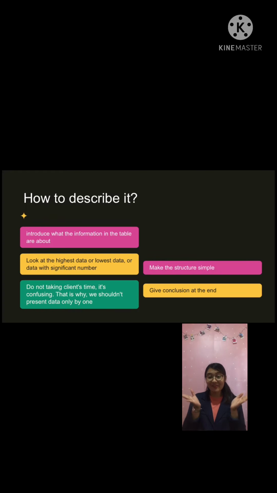Okay, how to describe tabular data? There are 5 items to describe tabular data. The first, introduce what the information in the table is about. 2. Look at the high data or low data or data significant number.